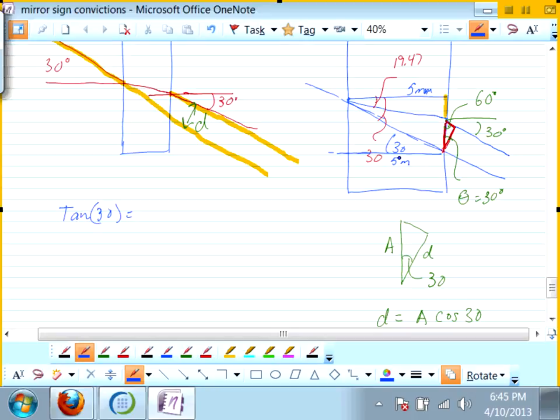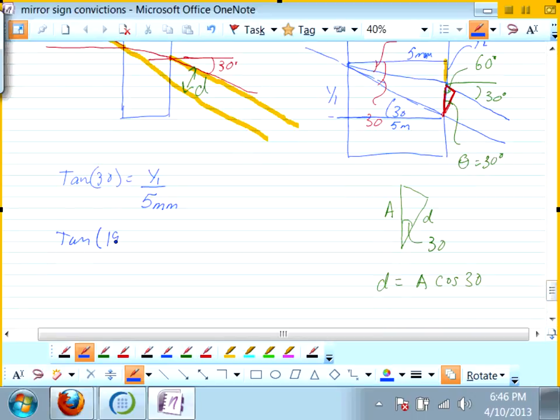So tangent of 30 is equal to y1 over 5 millimeters. We'll call that y2. And the tangent of 19.47 is equal to y2 over 5 millimeters. And then A, the number that we want, is equal to y1 minus y2.